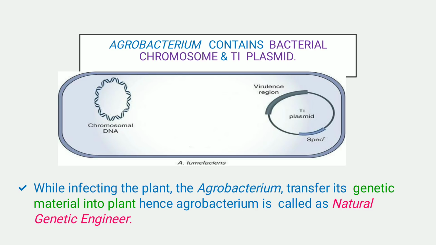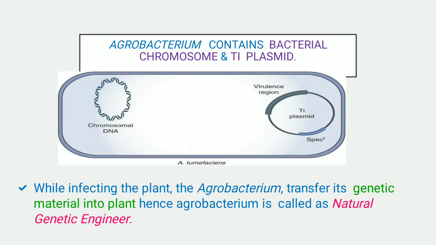Here is where the scientists thought that when it can excise its tDNA into a host and cause the crown gall disease, why not interfere in this portion of the tDNA and insert our gene of interest, and make it transfer our gene of interest into the plant, so that it will produce a transgenic plant.